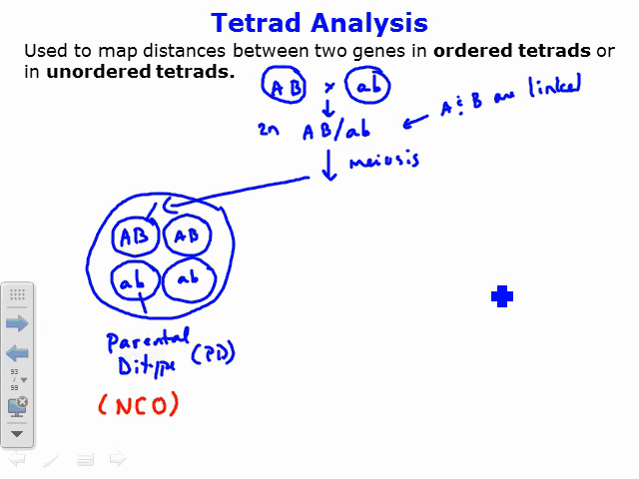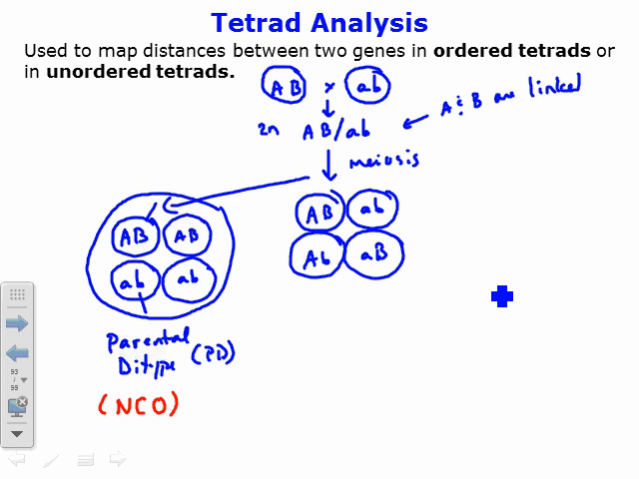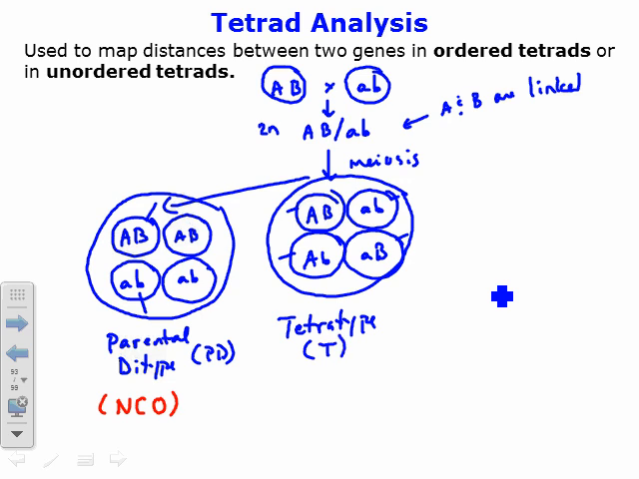Another possibility is where we have 4 spores but all 4 of them have a different genotype. So here we have all 4 possible combinations of alleles. In this case, we have to ask how many different genotypes do we see in this ascus, where we have big A, big B, little a, big A, little a, big B. So this is called a tetratype because there are 4 different genotypes in the ascus. And we could just abbreviate that with a T.